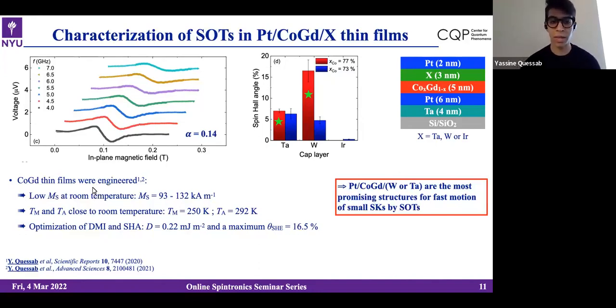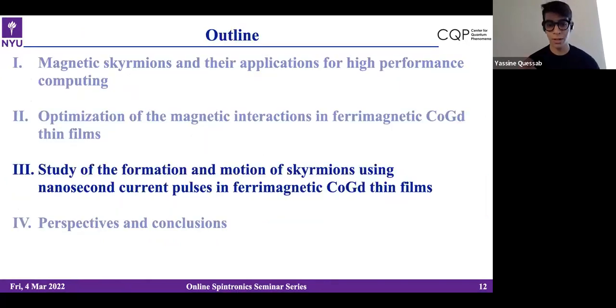So here I summarize the magnetic properties of the films that we optimized. Again, they have a low saturation magnetization at room temperature, and the angular momentum compensation temperature is about 292 Kelvin, very close to room temperature. That is why, moving forward, we decided to focus on these two structures. So now the question is, once we have optimized the cobalt gallium thin films, does it translate into fast motion of spin textures induced by spin-orbit torques?